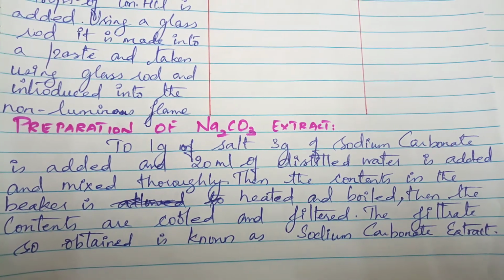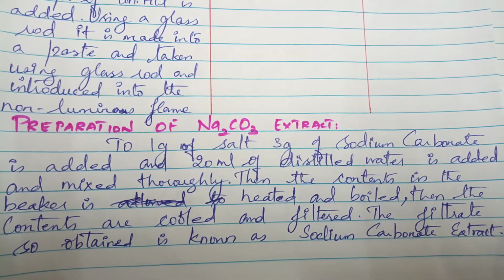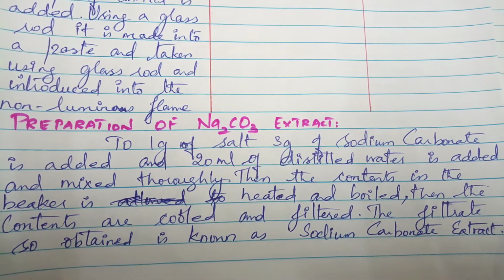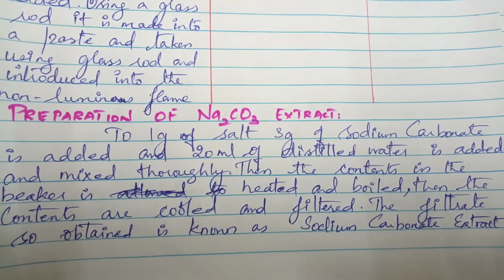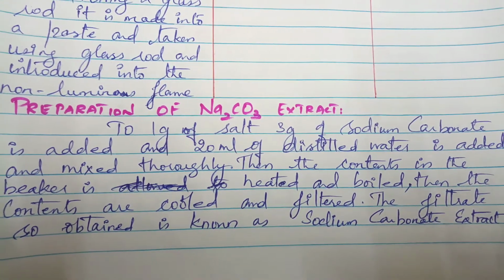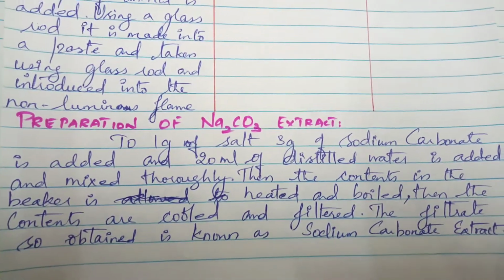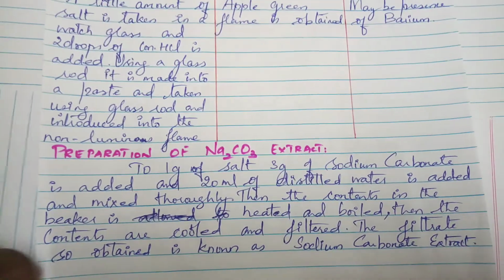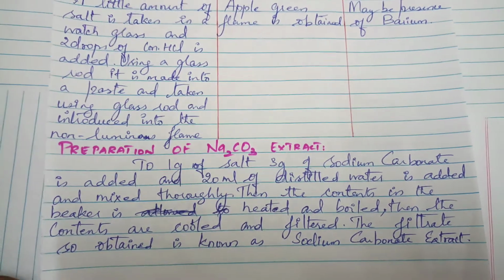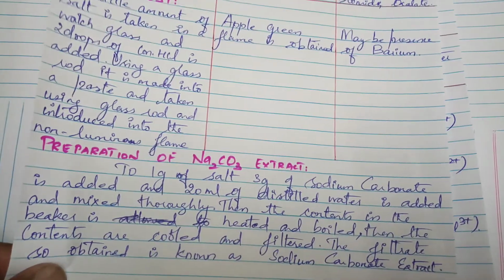Then the content is added in the beaker. The content present in the beaker is heated, boiled, then cooled, and finally filtered. Thus the filtrate which is obtained is known as sodium carbonate extract. To carry out the remaining tests, we'll be progressing with this sodium carbonate extract. Yes, so this is the beginning part of your salt analysis.